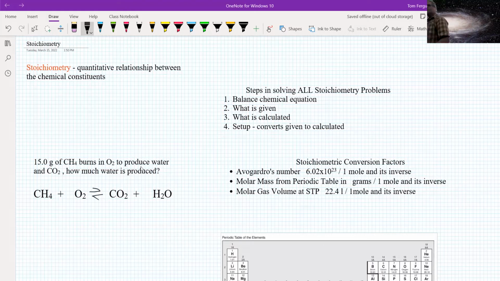Okay, so this is a typical stoichiometry problem. Stoichiometry problems 99.9% of the time involve a chemical reaction. Okay, that means you're going to have a chemical equation to balance. So step one of any stoichiometry problem is balance the chemical equation.